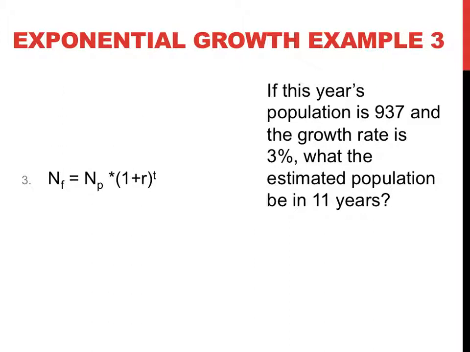The third exponential growth formula follows the same principle as the second, but can be used to predict the growth of a population over many years as opposed to just one. The t in this equation represents time. This problem asks, if this year's population is 937 and the growth rate is 3%, what is the estimated population size in 11 years? The first thing to do in this sort of problem is to plug in the three variables that are needed for this equation.